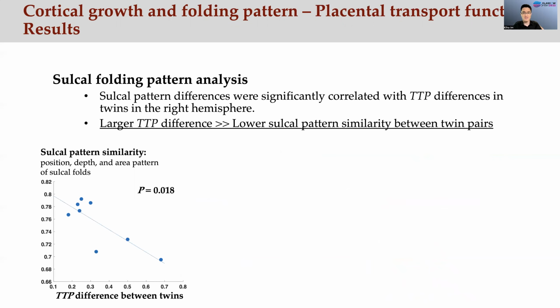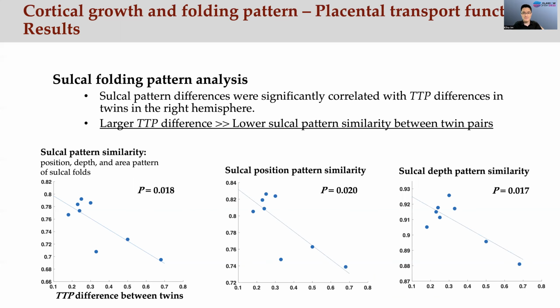In the sulcal pattern analysis, sulcal pattern differences were significantly correlated with TTP differences in twins in the right hemisphere. When TTP difference was larger, sulcal pattern similarity was lower between twin pairs. And we examined each feature separately and found sulcal position and depth patterns were associated with TTP value.